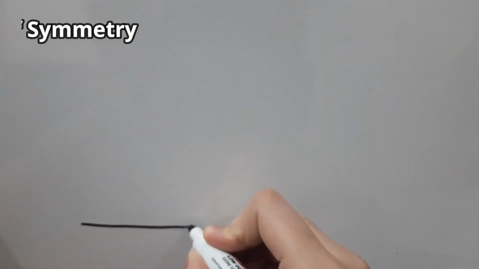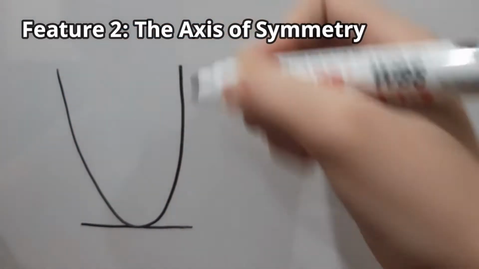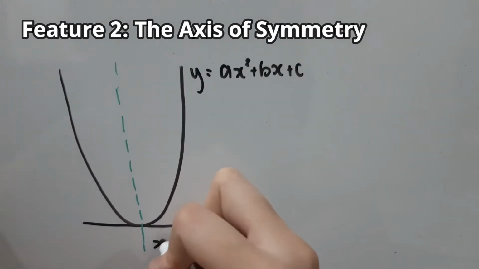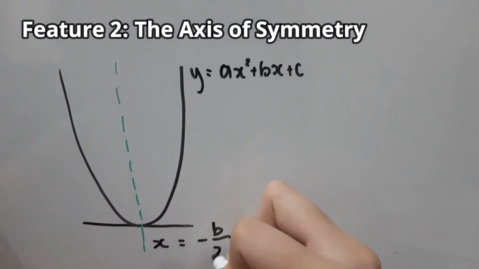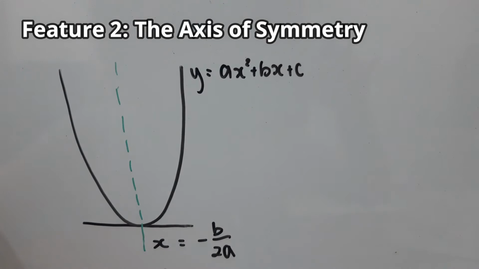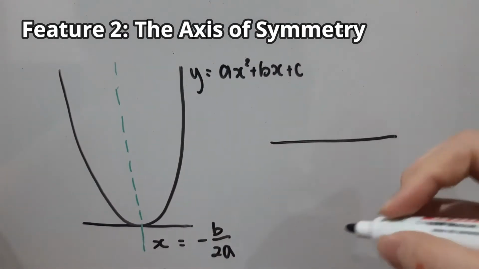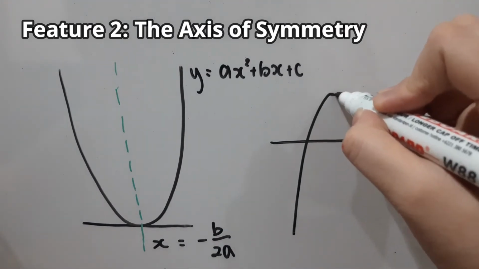Feature 2. The axis of symmetry. Since the parabola is a symmetrical curve, we can draw a line in the middle of the graph to indicate where the halves of the curve are reflected. The equation is usually written as x equals something, and if you have the function in the form ax squared plus bx plus c, or the y-intercept form, you can use the coefficients to get the equation x equals minus b over 2a.